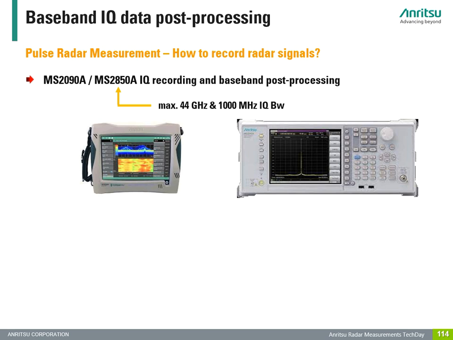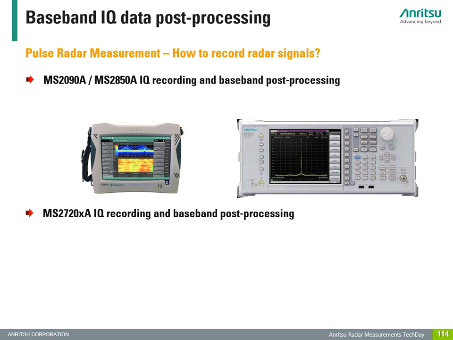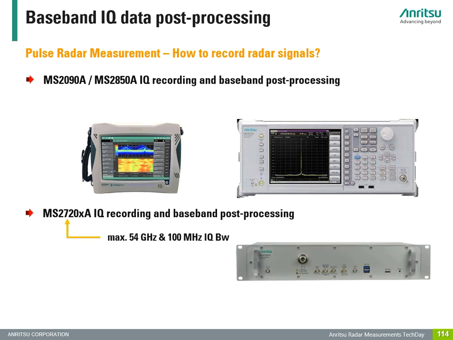The MS28XXA platform goes up to 44 GHz and in different versions up to 1000 MHz IQ bandwidth. This is the MS2850A. Finally, the youngest platform, the faceless spectrum analyzer MS272XXA, offers the same performance as the MS2090A handheld spectrum analyzer.